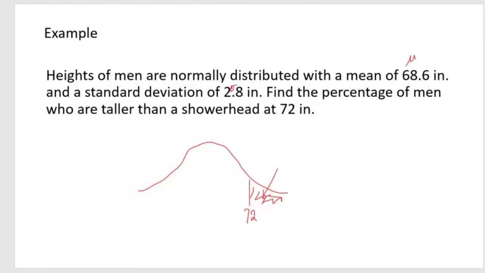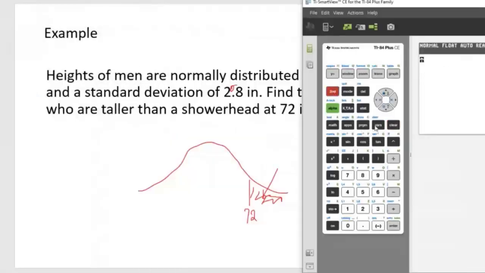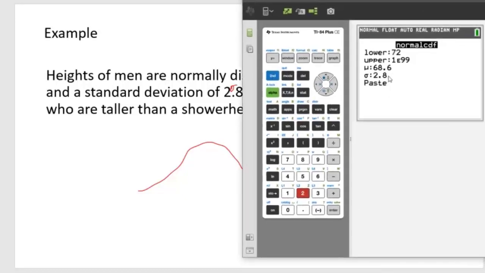As before, we'll bring up our calculator, and we go into second vars, and then we choose our normal CDF. Second vars, option 2 is the normal CDF. Oh, look, I did this earlier. My lower is 72 because that's where I'm stopping. And then my upper had to be an extreme value because it goes all the way to the edge. So that's why I've got 1 times 10 to the 99. Mu is 68.6 and sigma is 2.8.